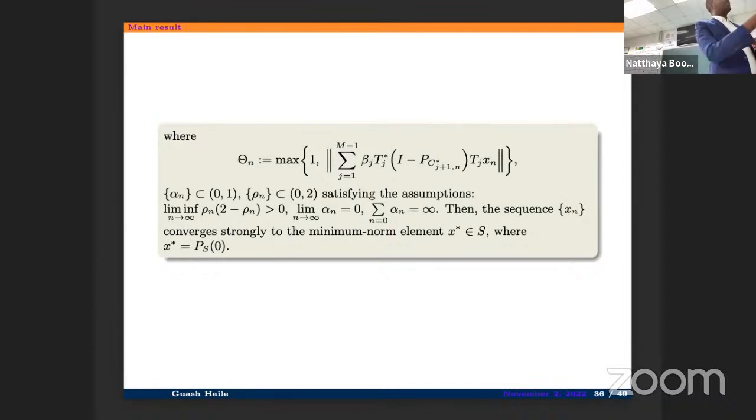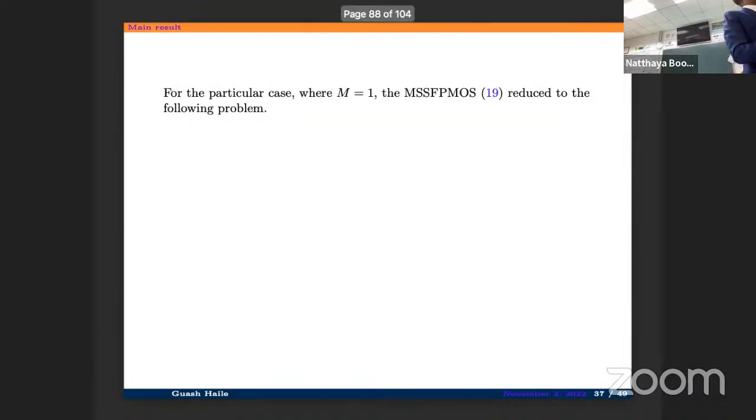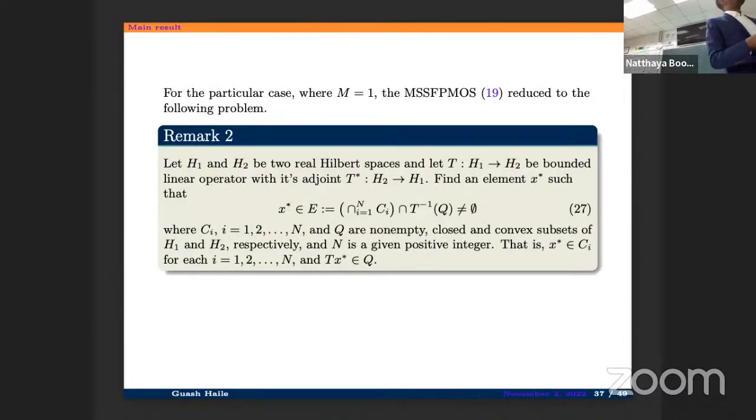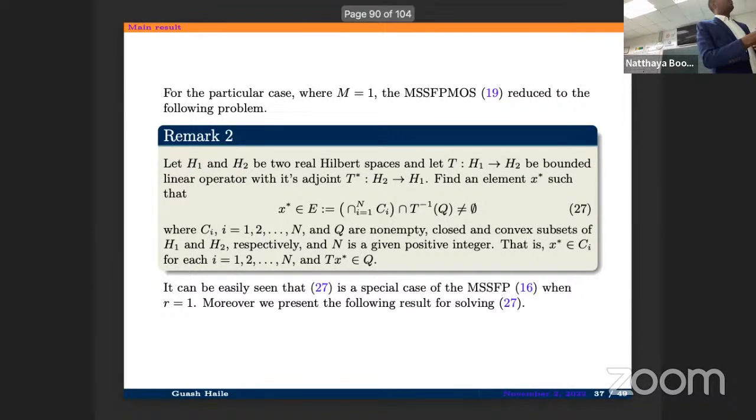So under these assumptions, the sequence xn generated by this 27 converges strongly to the projection of the point 0 onto the solution set. This is also another new result.